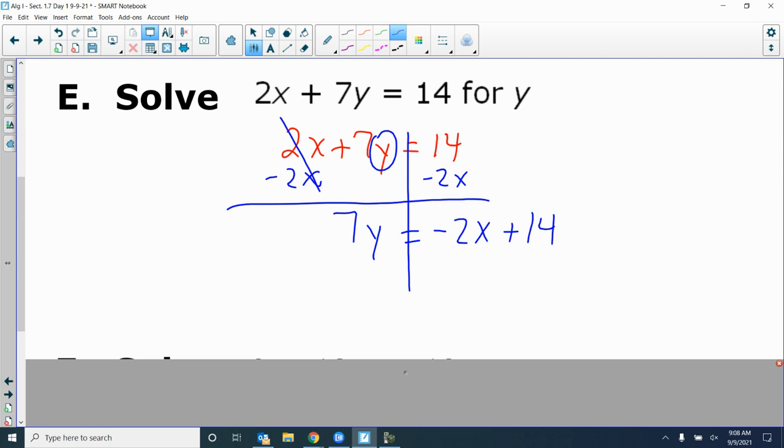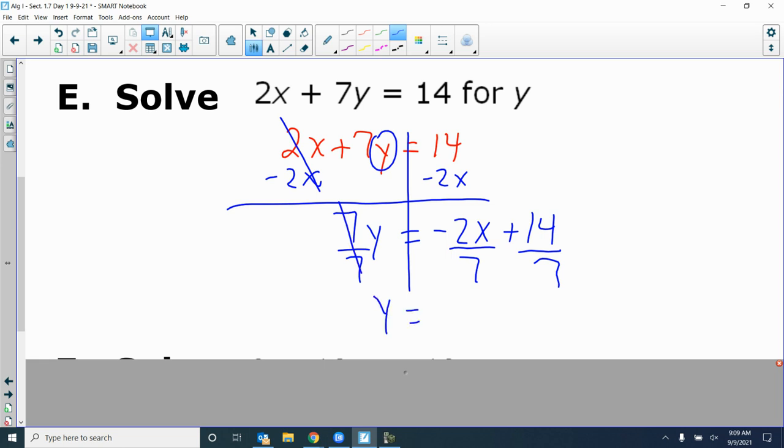Okay? So that 2x is negative, 14 is positive. Boom. Now, how do I finish this off? What do you think? Go ahead. Yeah. You divide both sides by 7. Okay, now, how many terms are over here? 2, right? Divide everything by 7. Cancels. Y equals. That looks good.